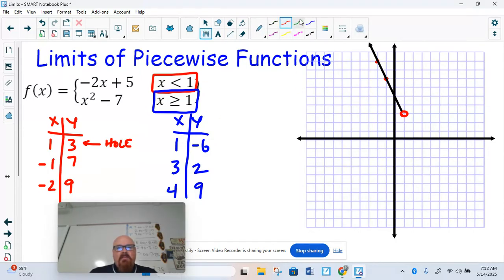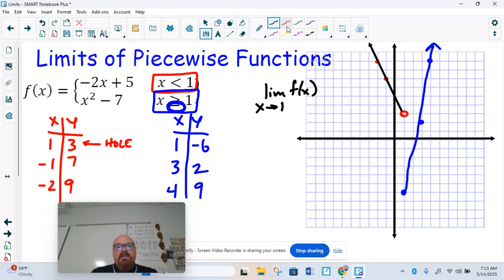Then I come down here and I plot the point 1. So I'm now going to the second piece, which is at (1, -6). Now that is a point. That is not a hole. Why? Because we are including 1 in this domain. So I'm not making that a hole, I'm making that a point. Then we go over 3 and up 2, over 4 and up 9. I don't have a parabola graphing tool here, so I'll do my best to connect these, but you see that this is going to be half of a parabola there.